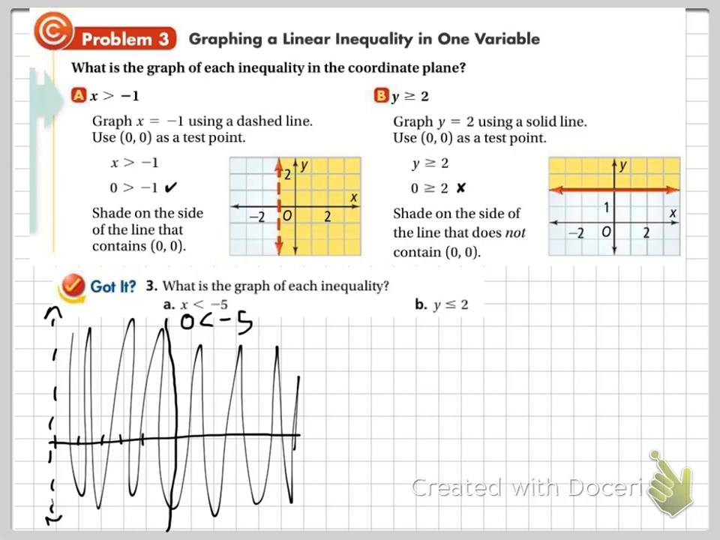Okay, let's try another one over here. So drawing my graph, now I need to go to y equals 2. So 1, 2. This is a solid line because it has the line underneath it. So I'll stick in the solid line, and then I need to shade.